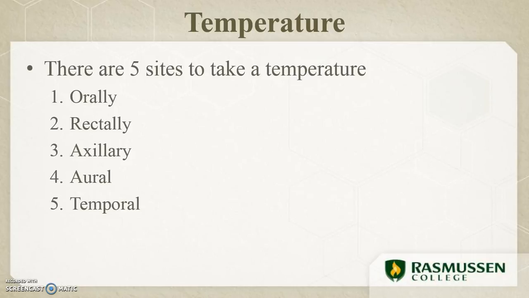Temperature is the next vital sign, and a normal body temperature is 98.6 degrees Fahrenheit. Generally, you always record the temperature in Fahrenheit, and there are 5 sites that we use for taking a temperature. There's orally or in the mouth, rectally, which I think makes sense. Axillary is what we consider under the arm or in the armpit. Aural or tympanic is in the ear using the tympanic membrane. And the temporal is across the forehead using the temporal lobes.